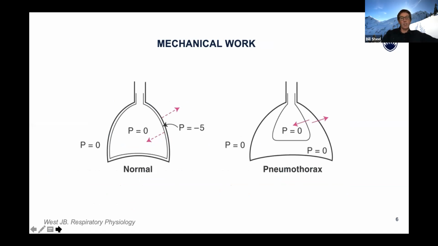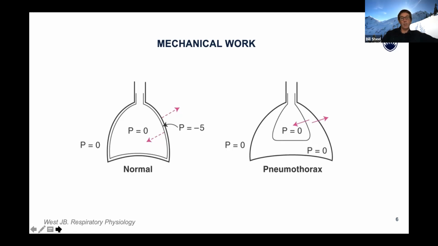So on the left-hand side is just the cartoon from John West's pulmonary textbook. At the end of a normal breath, where no air is flowing in or out of the lung, the pressure inside the lung is equal to the pressure outside of the lung, so 0. But the pleural pressure is about -5 centimeters of water. And so that's what's keeping the lung from collapsing and the chest wall from springing out.